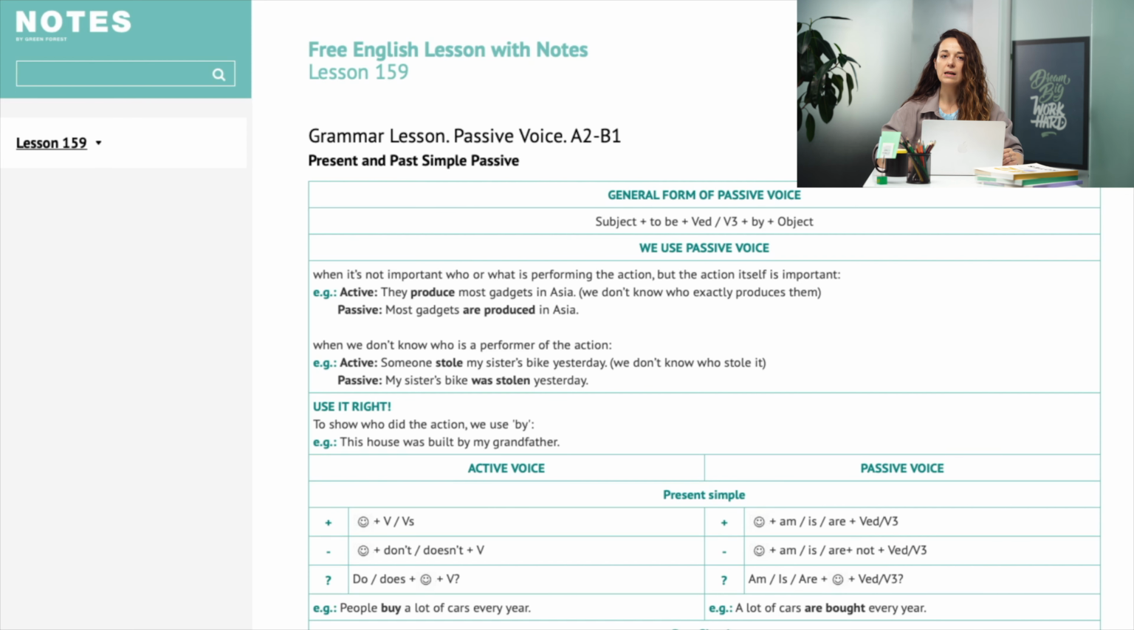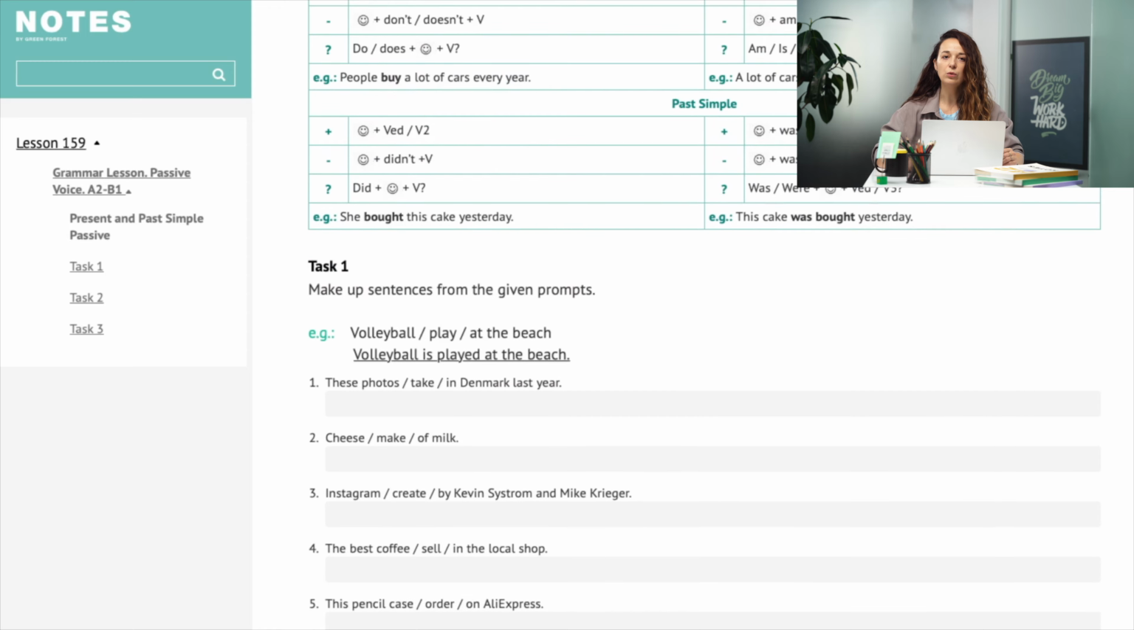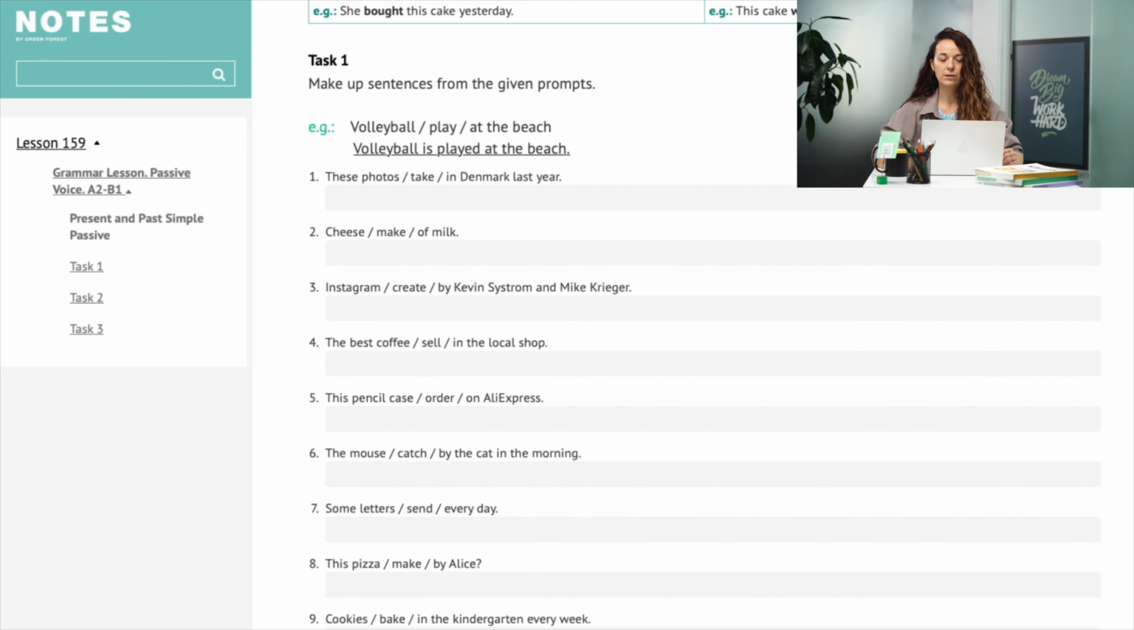Today we're going to discuss passive voice. This lesson is for students of A2 to B1 level who either don't know what passive voice is or are confused how and when to use it. We'll start with a grammar chart and explanation, then we'll continue with 3 interactive practice tasks.